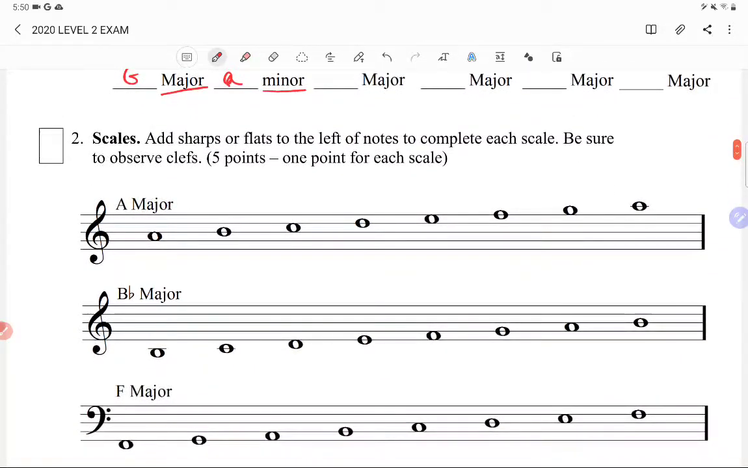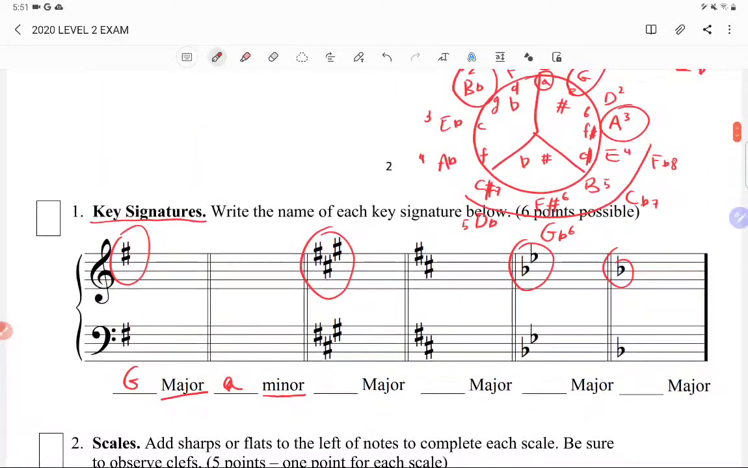Scales. Add sharps or flats on the left side of the note to complete the scale. Be sure to observe clefs. Okay, the first one is A major. Let's go back to the circle of fifths. You have A major right here.